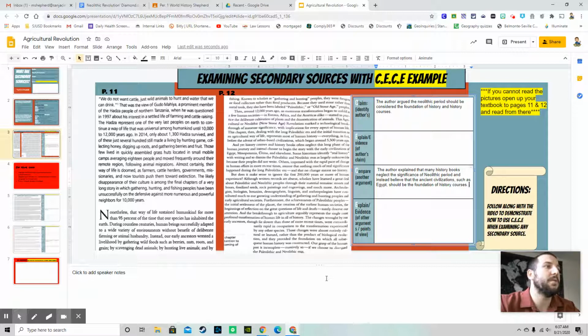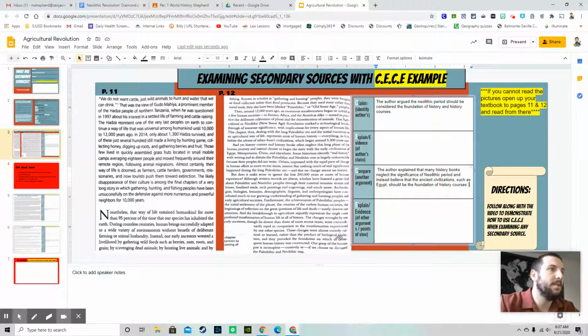early agricultural societies. Furthermore, the achievements of Paleolithic peoples, the initial settlement of the planet, the creation of the earliest human societies, the beginning of the reflection on the great questions of life and death surely deserve our attention. And the breakthrough to agriculture arguably represents the single most profound transition of human life in all history. The changes wrought by our early ancestors, though far slower than those of more recent times, were extraordinarily rapid in comparison to the transformation experienced by any other species.